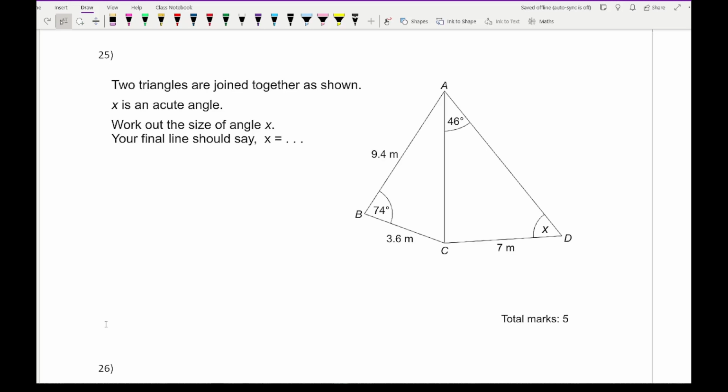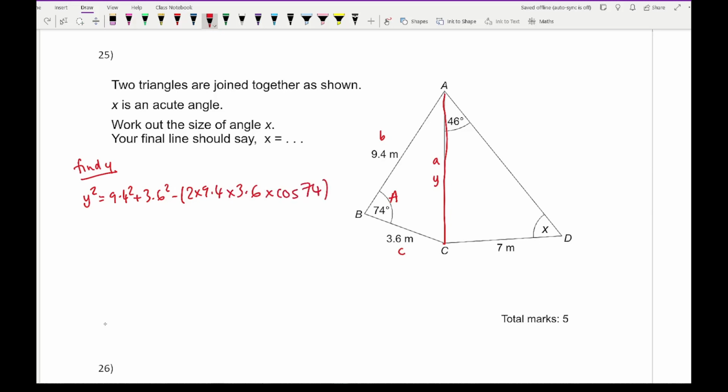So the first thing we need to do is, well, I can't work it out straight away, so I need to work out what this length here is, which as X is taken, I'm going to call that Y. So the first thing I want to do is find Y first. Now to find Y, I'm going to use the cosine rule. So here this is my capital A, that's my little a, this is B, this is C. So I get y squared equals 9.4 squared plus 3.6 squared minus 2 times 9.4 times 3.6 times cos 74.